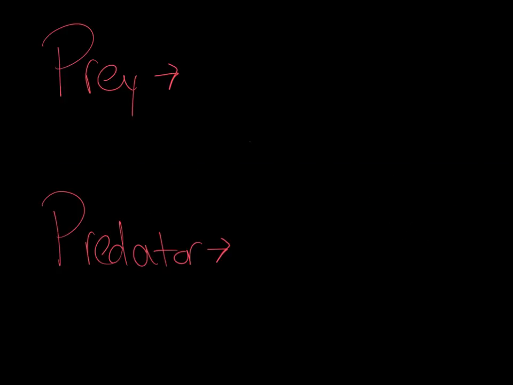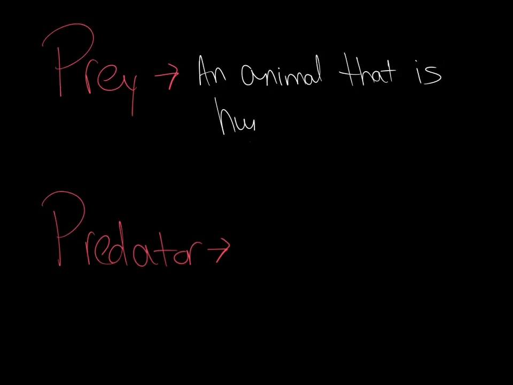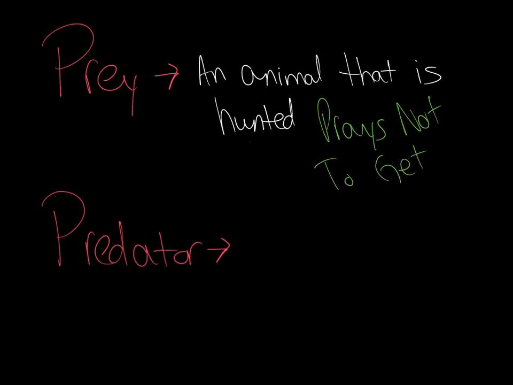Alright, so here we have the word prey. Now prey is going to be an animal that is hunted. So one way that I like to say, just to help me remember, is that prey preys not to get eaten. Alright, so that's what prey does. Prey preys not to get eaten. Alright, so it's an animal that is hunted.